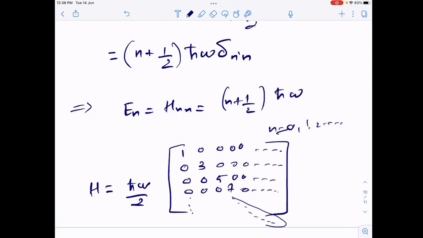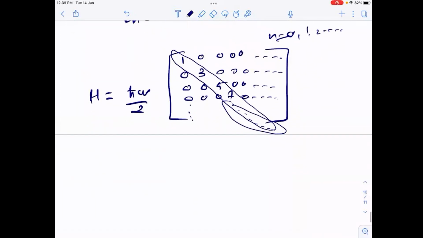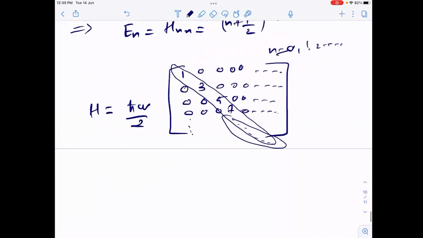So it will head down diagonally like this, for n is equal to 0, 1, 2, and so on. So you can see it's an entire trace of the matrix, right? Which gives you all the energy levels, the discrete levels. Fine. So moving ahead, I was talking about Hermite's orthonormal function.